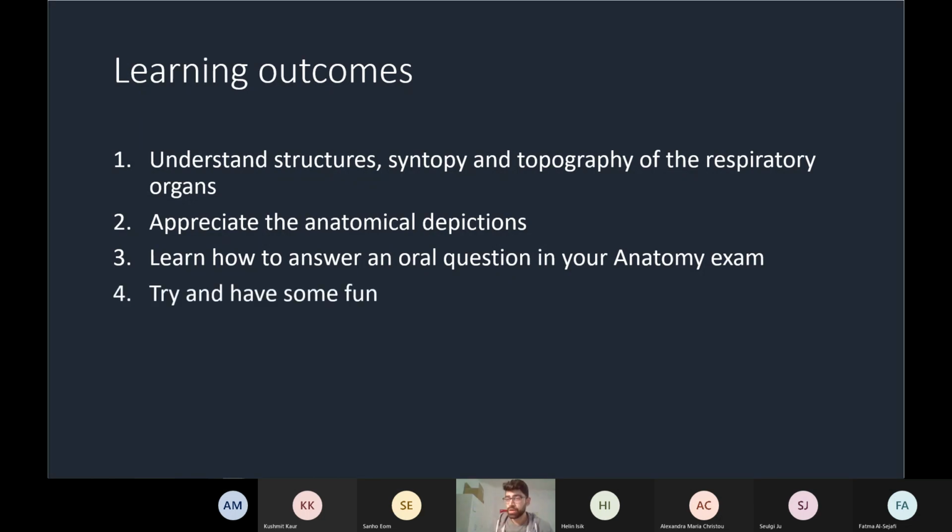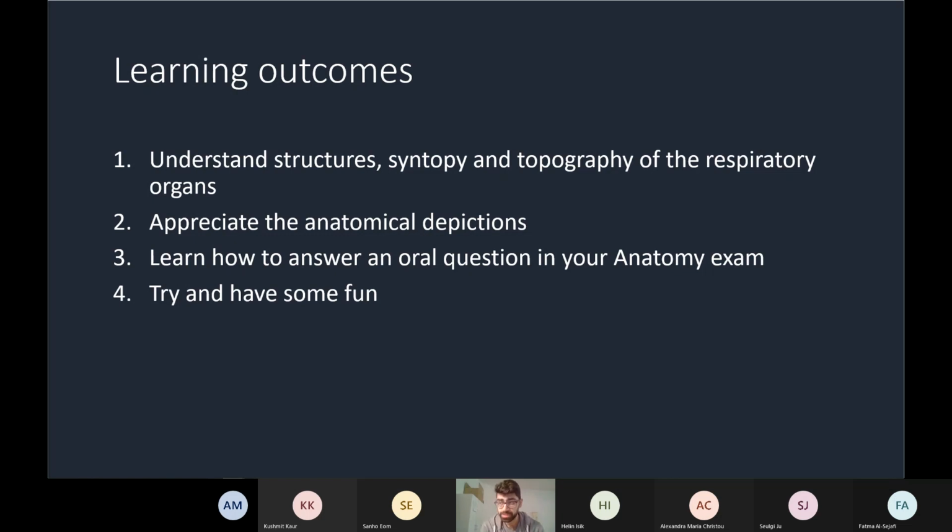And then just to wrap up, the way I teach, the way I tutor or explain things, is pretty much how I would answer the oral question if I was doing the exam. So it's the way you should try and structure your answer in the summer exam, which you'll have.